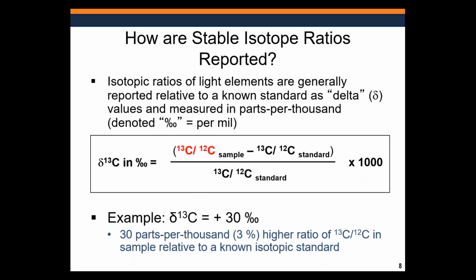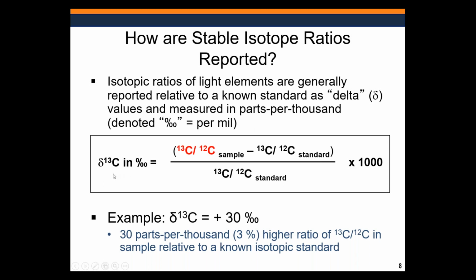Now, this is often confusing for people: how are these ratios reported? They're generally reported relative to a known standard as something called a delta value. This is measured in ratios on a part per thousand scale, which is confusingly enough called per mil. So we know percent is parts per hundred, per mil is just parts per thousand.